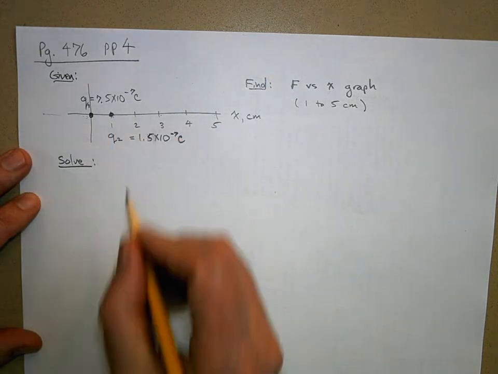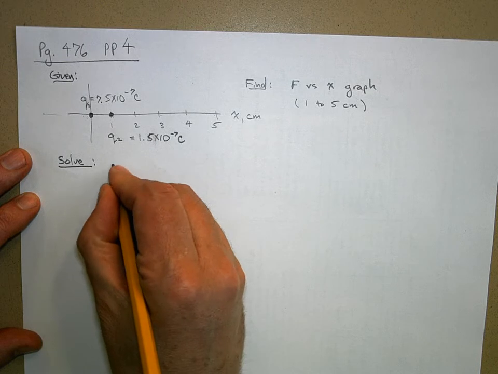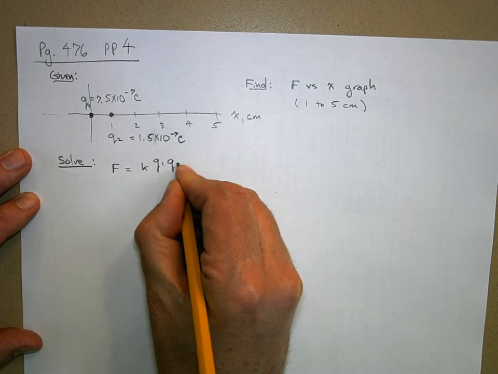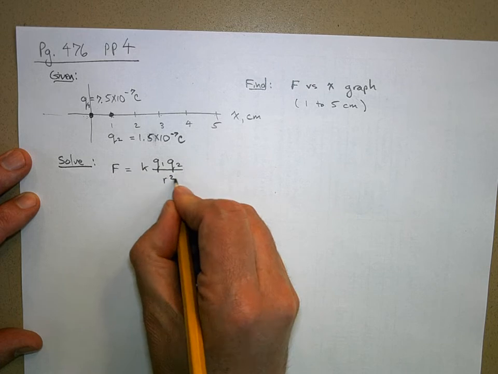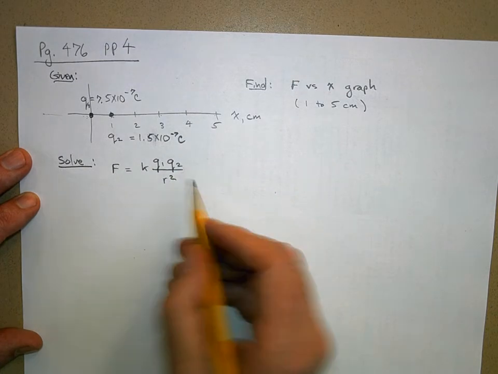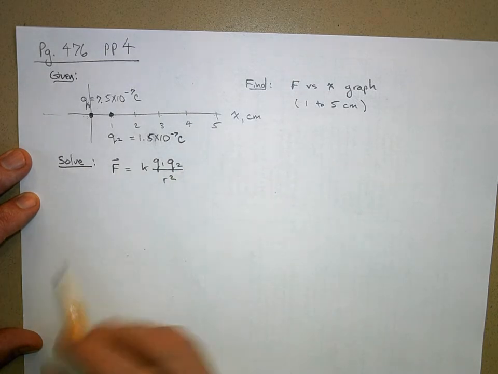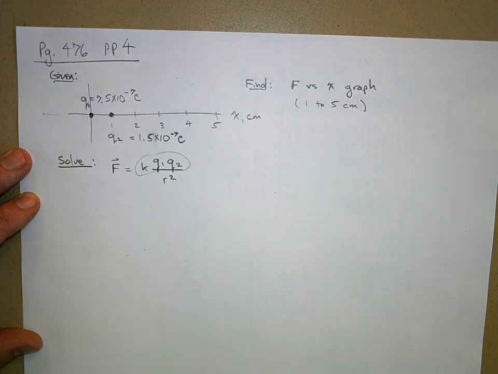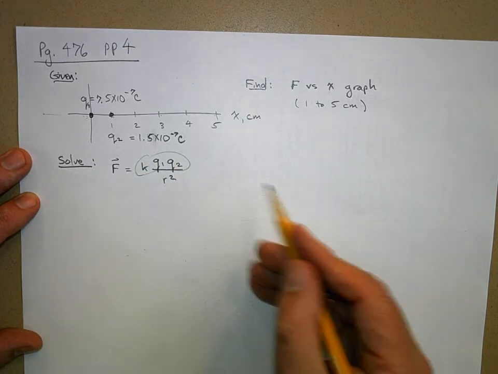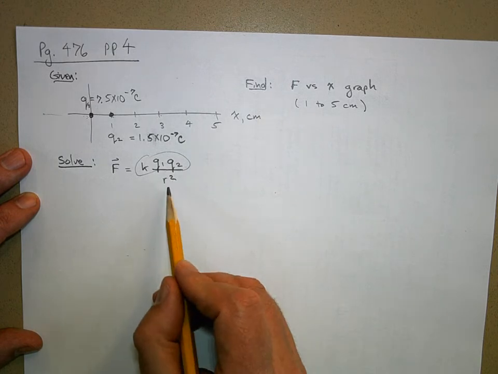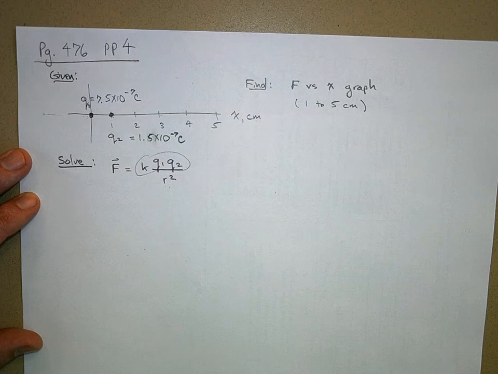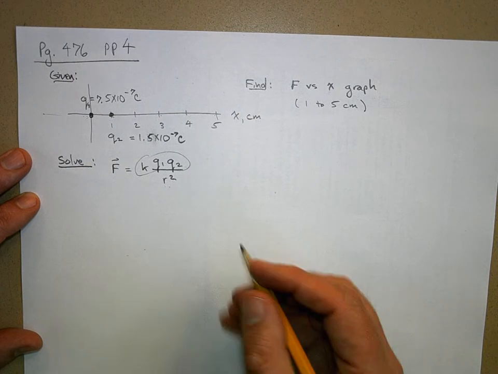The force that pushes them apart is Coulomb's law. So that's going to be k Q1 Q2 over r squared. That's going to be the magnitude of the force. And if you'll notice, these are the things that are going to stay the same. So let's figure out what those are, and then we'll divide them by 1 centimeter squared, and then 2 centimeters squared, 3 centimeters squared, and we'll make a little chart, and then we will graph it.